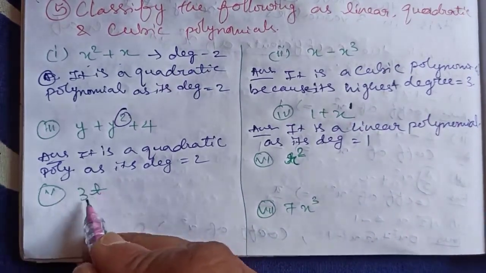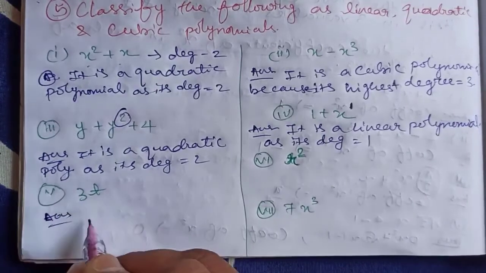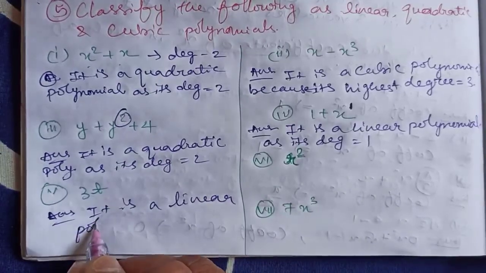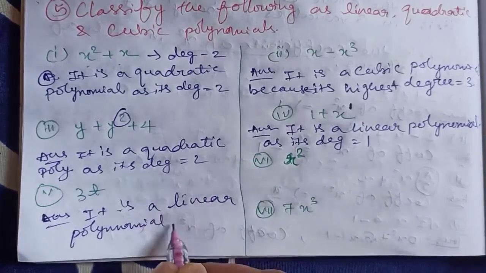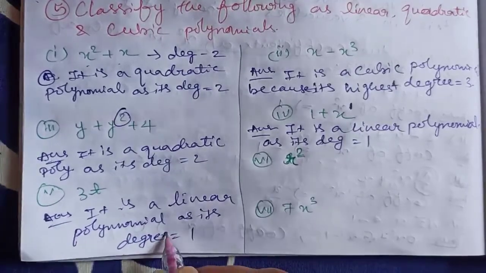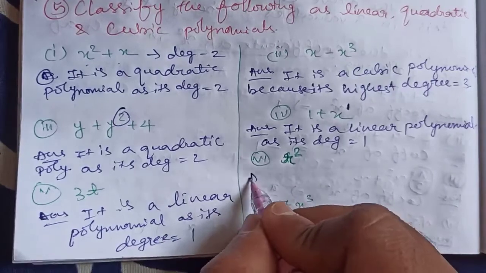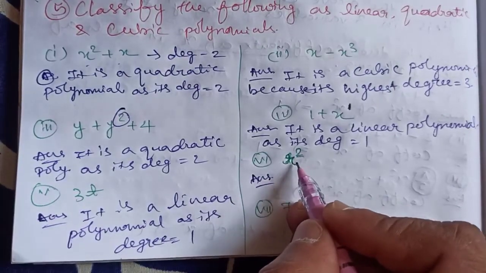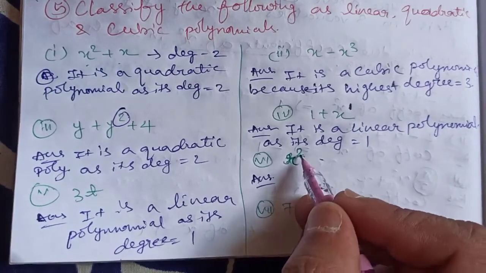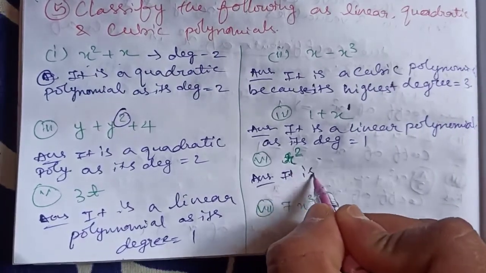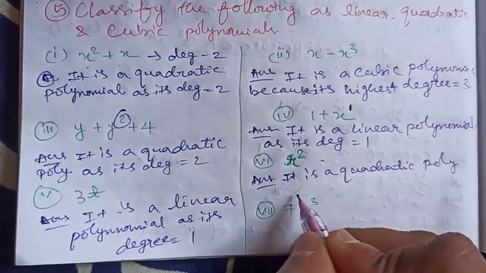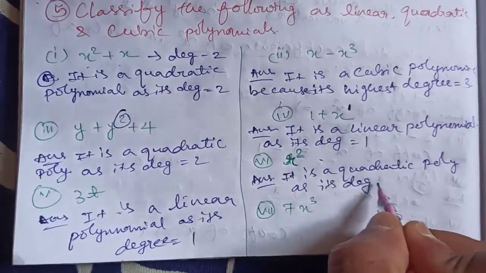Next, what kind of polynomial is it? This is also a linear polynomial. Why? It is a linear polynomial as its degree is 1. What kind of polynomial is this? This is a quadratic polynomial. Anyhow its other terms are missing, still it is a quadratic polynomial because its degree is 2. It is a quadratic polynomial as its degree is 2.